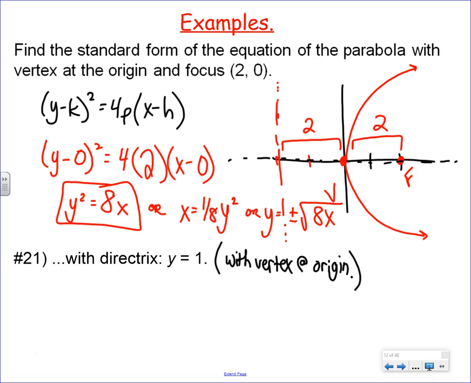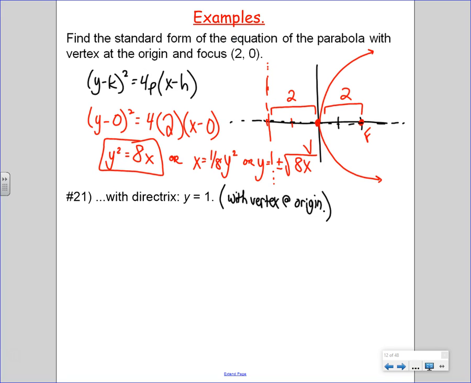Guys, number 21 is a brand new problem. Technically, you were supposed to steal the clue of the vertex at the origin. That's why I wrote it again. So it's a brand new problem. This time, the directrix is at y equals 1. And the vertex is at the origin. Let me give you a second.